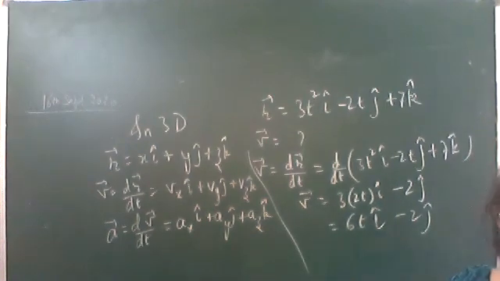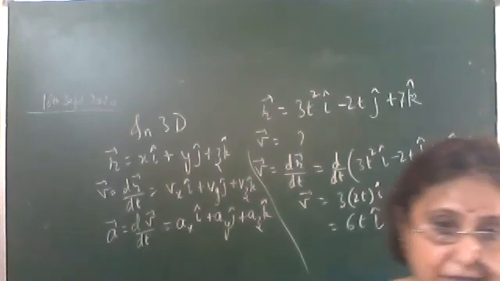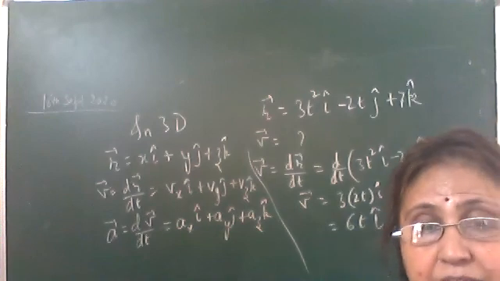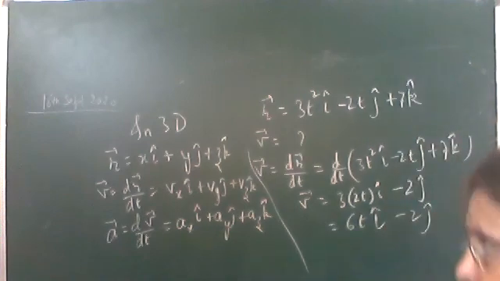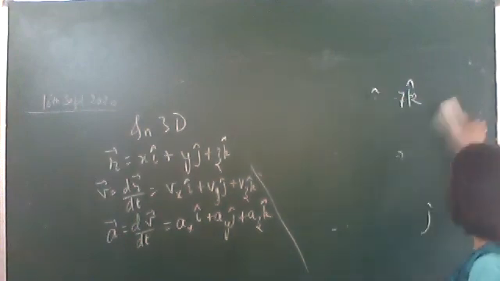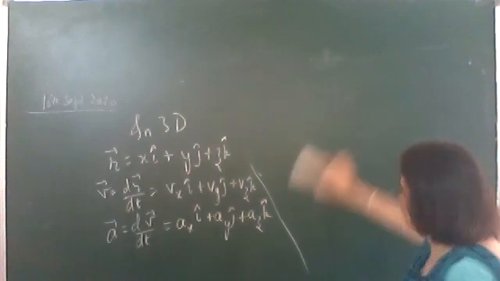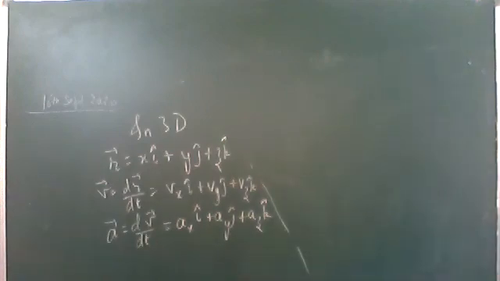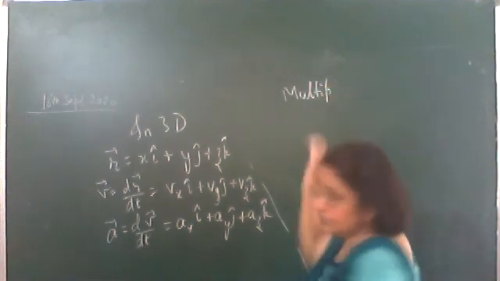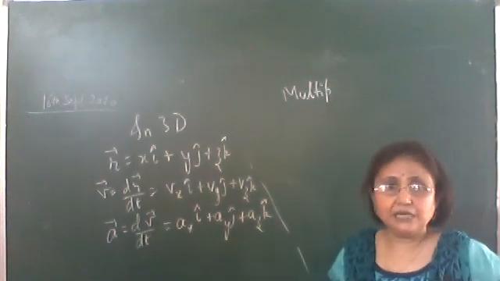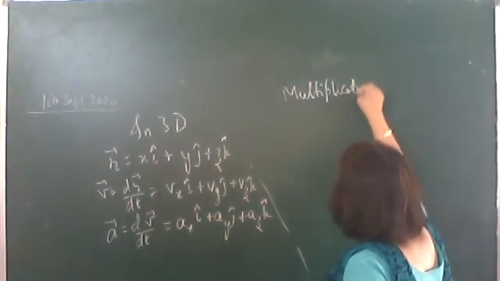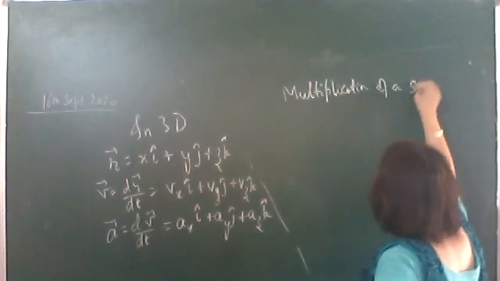Now here we'll start the multiplication of vectors. Today we'll discuss the multiplication of a scalar quantity by a vector quantity. Multiplication of a scalar by a vector. Then multiplication of 2 vectors will start tomorrow. Addition we have done, splitting we have done. Now we are coming to multiplication. Multiplication of a scalar by a vector.